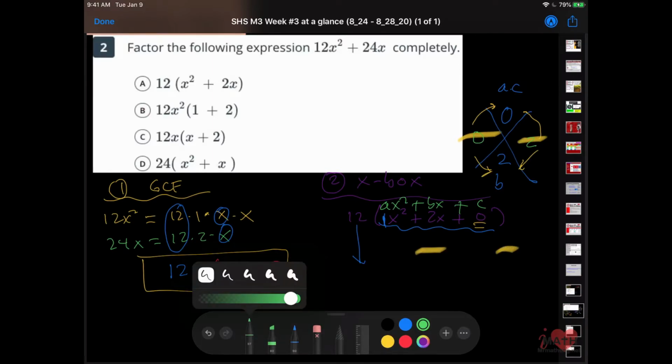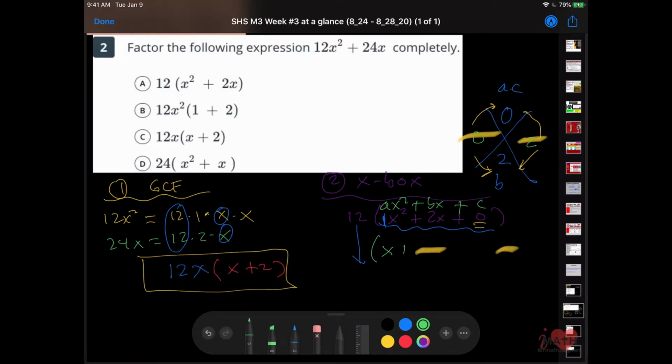So this would be x plus 0 and x plus 2. Remember the order in which you write these parentheses, or these binomials they call them. Bi means 2 because there's 2 expressions, 1, 2, 1, 2. And the order doesn't matter because it's split by multiplication. And so you have the 12.